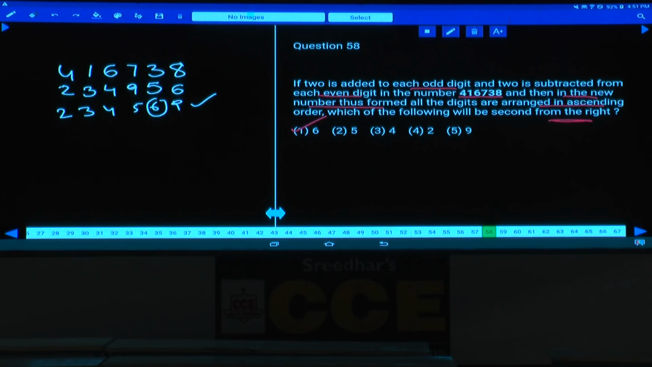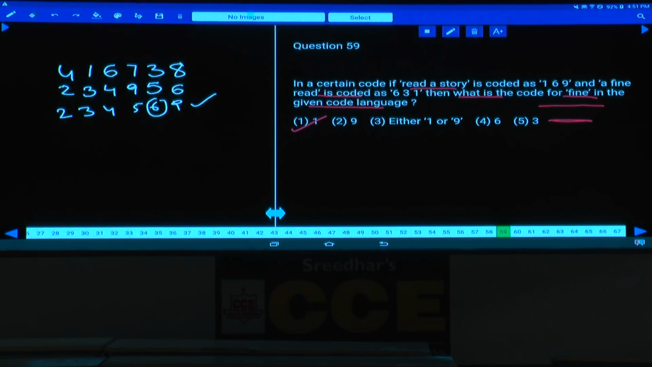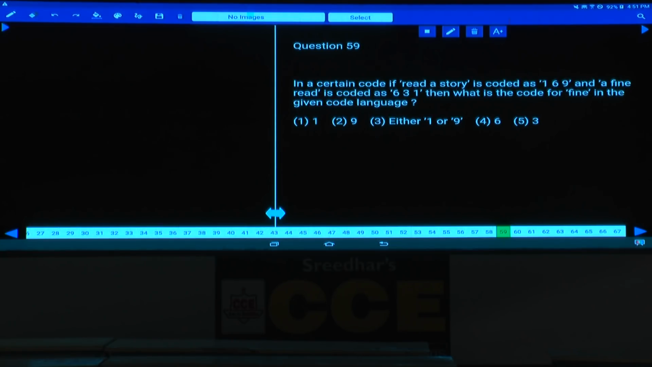Then 59. Now question number 59. In a certain code language, read a story is coded as 169, a fine red is coded as 631. Tell me then what is the code to the word fine? Now between these two, what are the words which are common here? A and red are the 2 words which are common. Here also A and red are the 2 words which are common. Then what are the codes here?